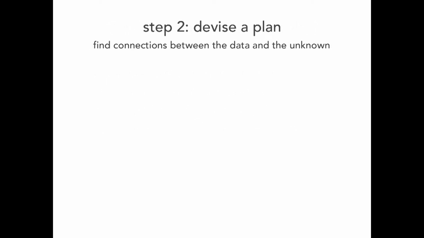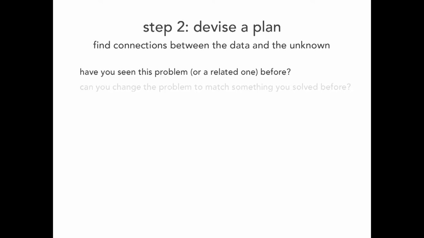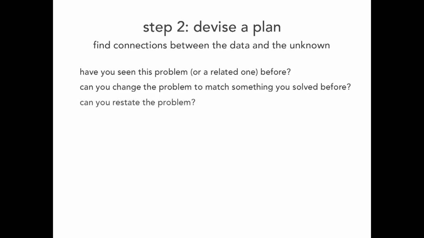Here, what we're really trying to do is find a connection between the data and the unknown. So you ask yourself these following questions. Have you seen this problem or a related one before? Maybe that will help us try to solve this problem. Can you change the problem to match something you did solve before? Because maybe by changing part of the problem, we can actually, in our brains, think about the solution and apply that solution to another problem that we did solve.